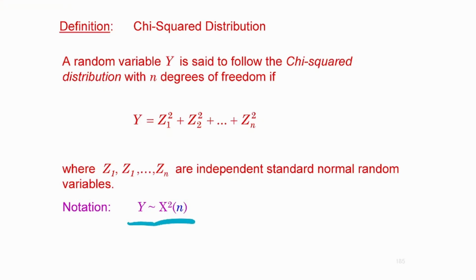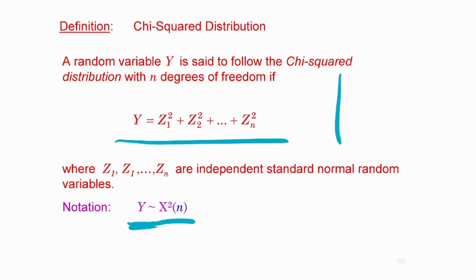Okay, so y would follow the chi-square distribution if it's equal to a sum of squared standard normal random variables. Okay, so the sum of squared independent standard normal random variables would generate the chi-square distribution. So whenever a square of a standard normal variable is involved, or a sum of those, then it's going to be the chi-square distribution.